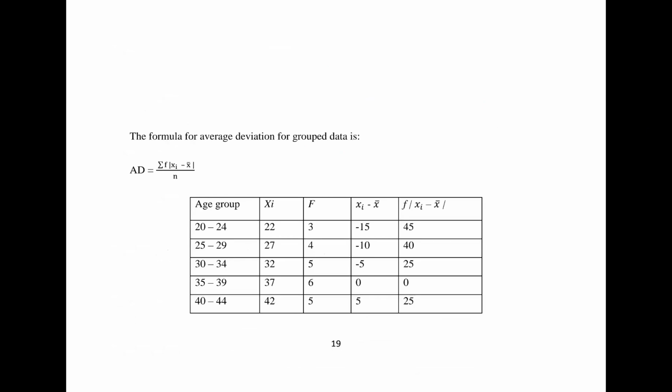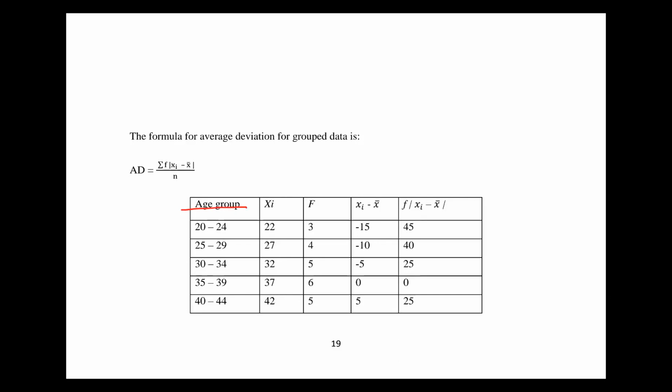Sometimes now you can have the grouped data, the data that is grouped in groups. For example, you have the age group. The people who are aged 20 to 24, others are from 25 to 29, the others are from 40 to 44.